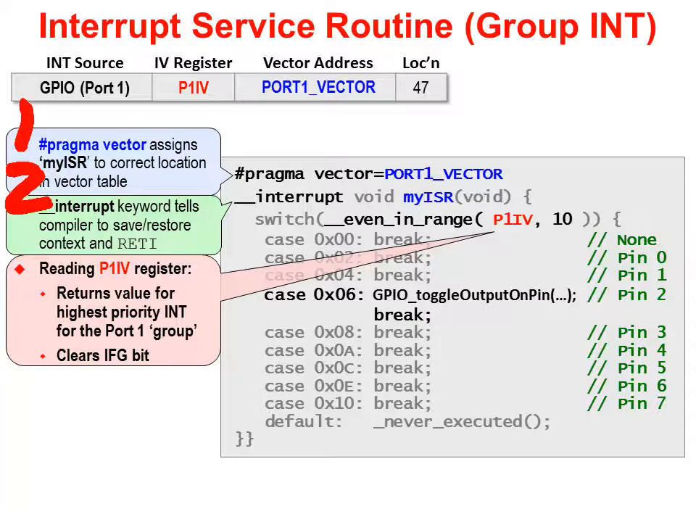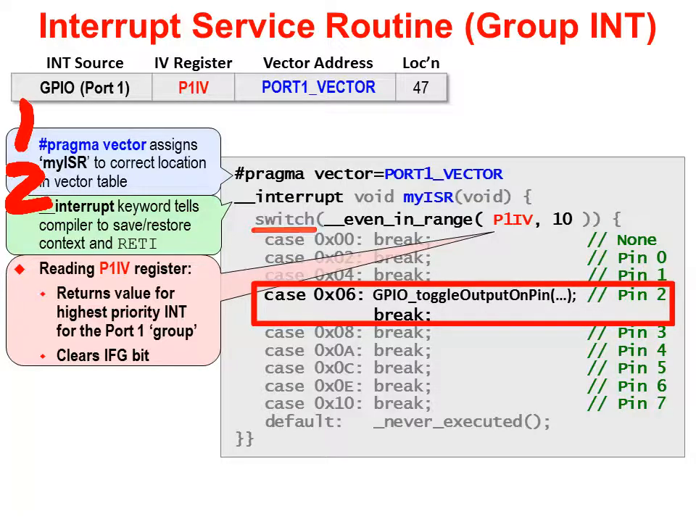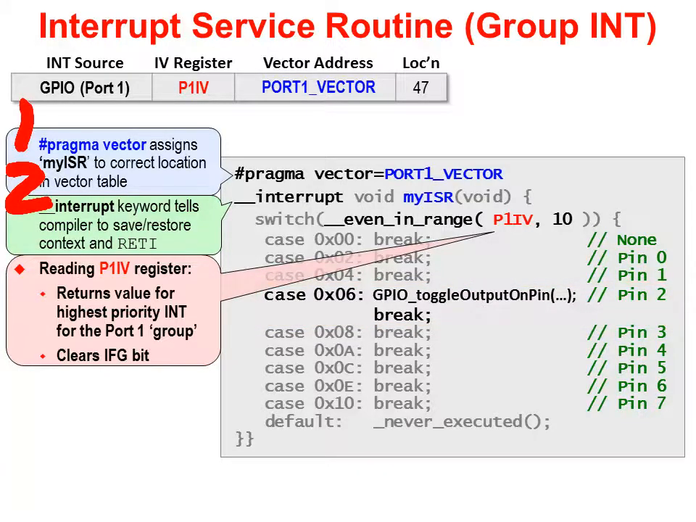It's common to see IV registers read as part of a switch statement. Shown here, if P1IV returns 6, it then means that pin 2 was our highest priority enabled interrupt, and therefore its case statement is executed. Note, the return values are detailed in the device user's guide as well as the driver library's user's guide.